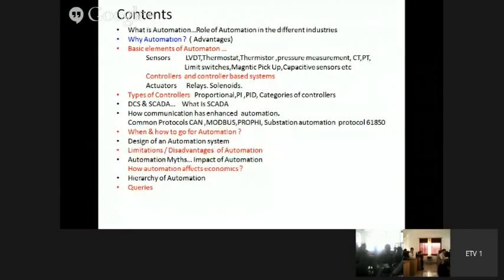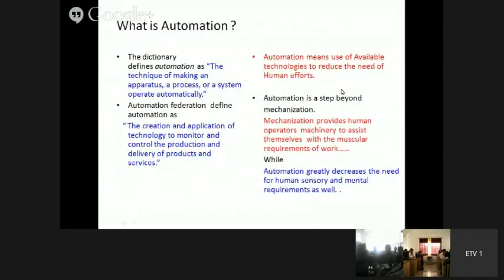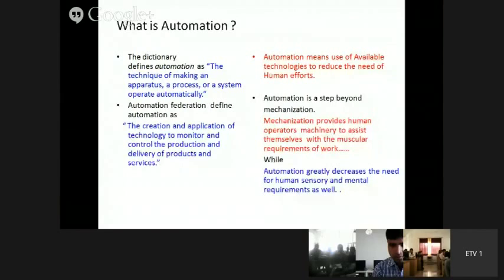Let us elaborate. First of all, I would like to define what is automation. How does the dictionary define automation? It says the technique of making an apparatus, a process or a system operate automatically. When there is a system or a process and it works automatically, we say it is automation. The American definition: the Automation Federation defines automation as the creation and application of technology to monitor and control the production and delivery of products and services. This is the Automation Federation of America. They define automation like this.